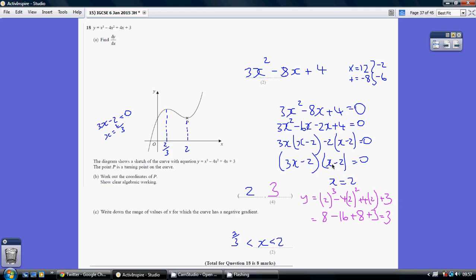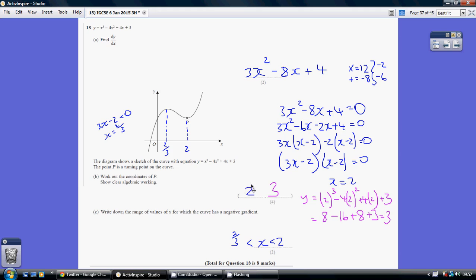Now we can see that we get two solutions here. The minimum is the greater of these two solutions, and we can see that our two solutions are x being 2/3 or 2. We want the bigger one, so x is 2. Obviously this has a bigger x value than the maximum. So x is 2. Now what is y when x is 2?